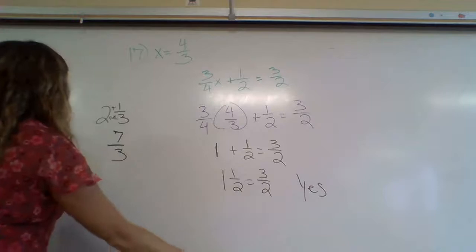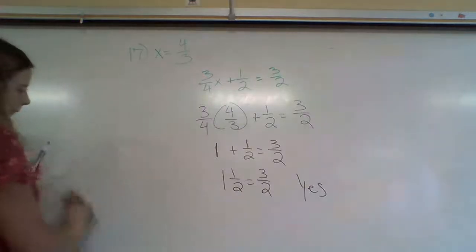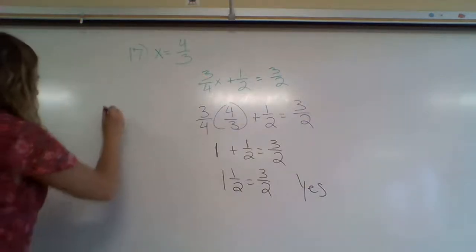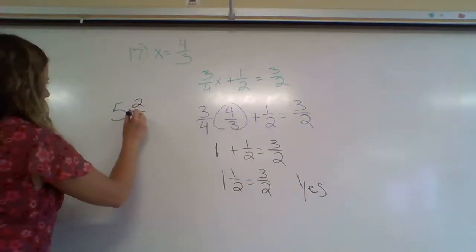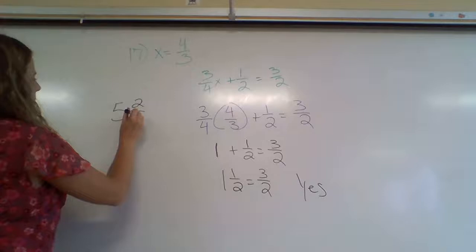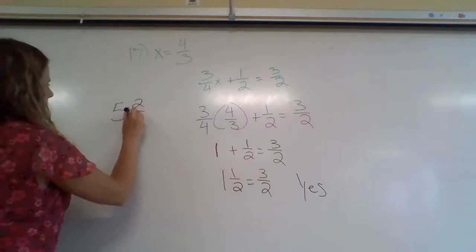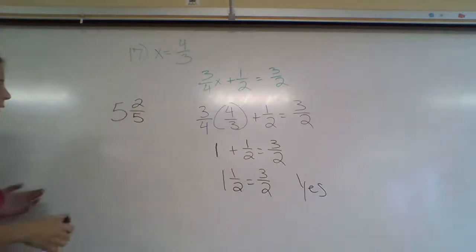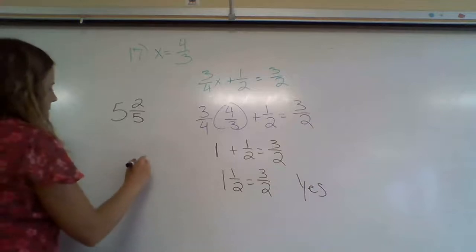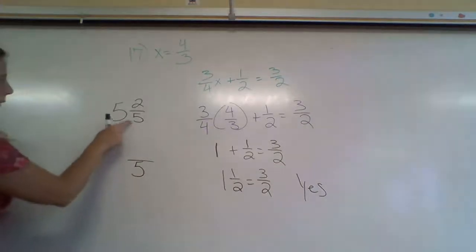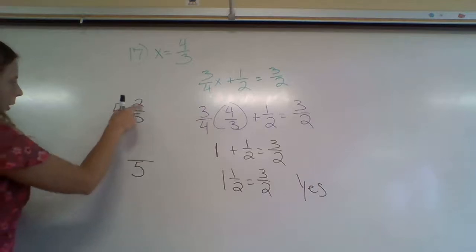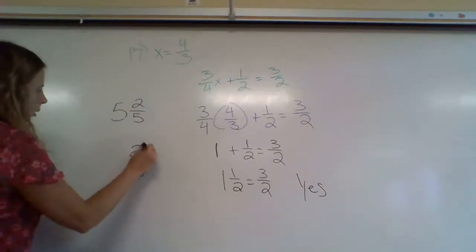So then if I had 5 and 2/5, to turn it into an improper fraction, you keep your denominator the same, so you can automatically rewrite your denominator. And then you go 5 times 5 is 25, plus 2, 27.